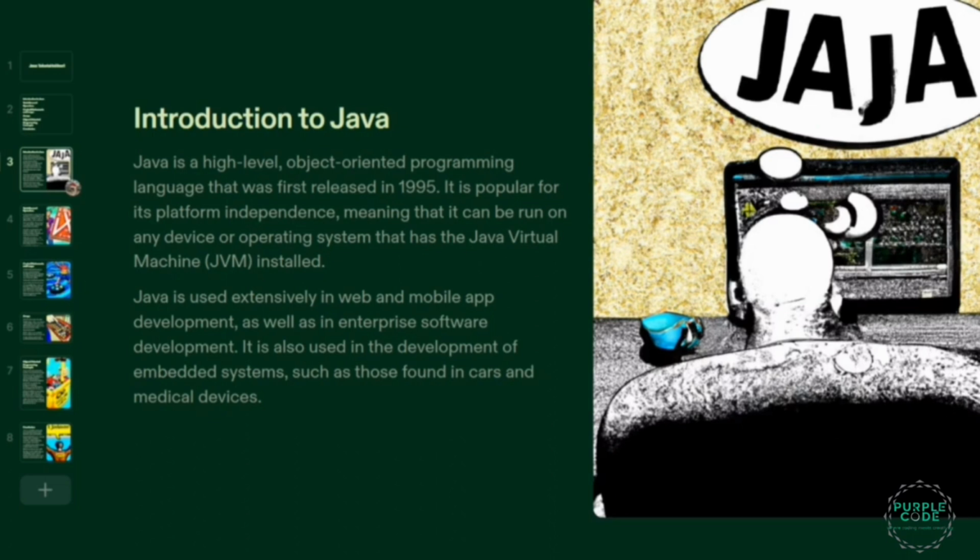Java is used extensively in web and mobile app development, as well as in enterprise software development. It is also used in the development of embedded systems, such as those found in cars and medical devices.